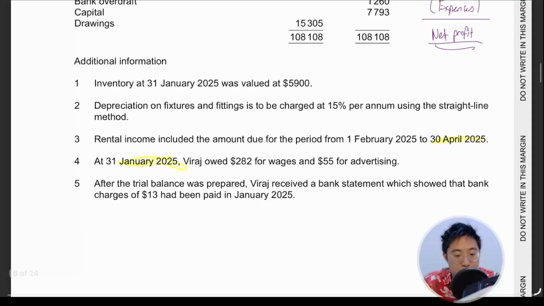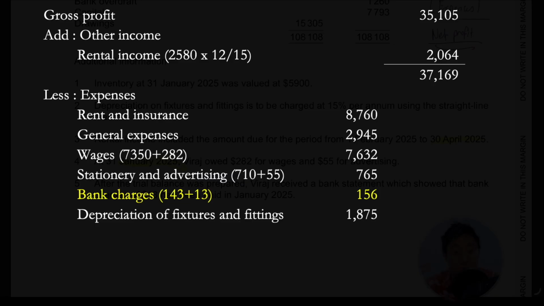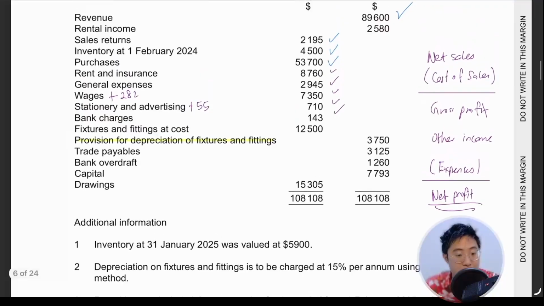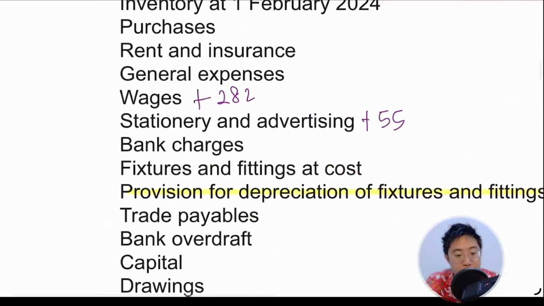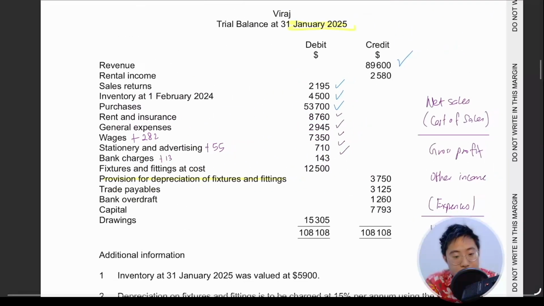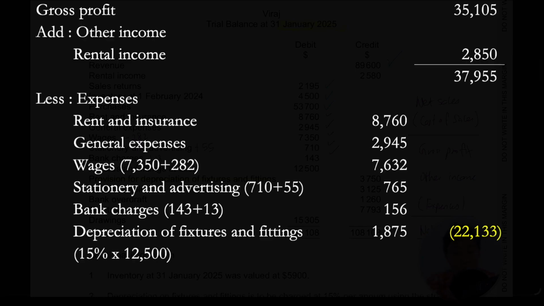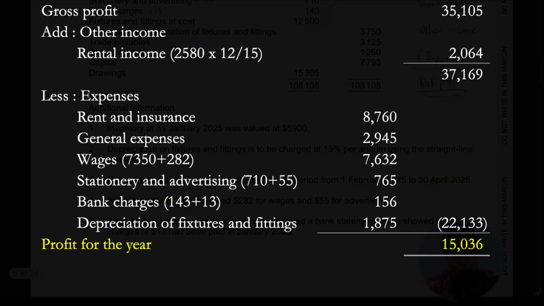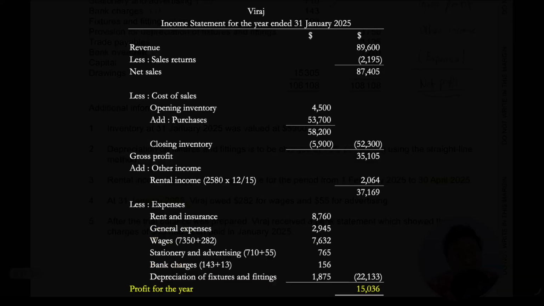After the trial balance was prepared, bank statement, bank charges of 13. We didn't know about this charge, but because we incurred it, again, we didn't know about it, but it's being spent. And in this case, it's already paid out because that's why it will show up in your bank statement. So it's $13 we have to add to our bank charges. Do we have bank? Yeah, we do. So it's plus 13. Now, if you make these changes to your income statement that we previously did, you should have your correct net profit.